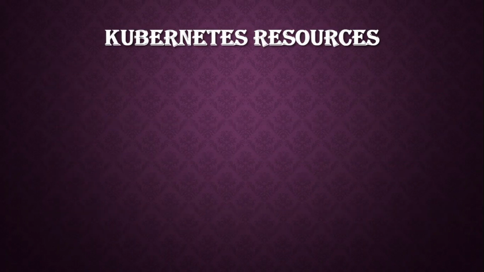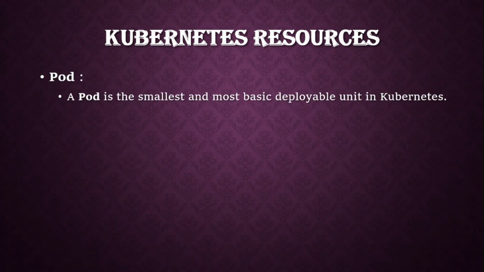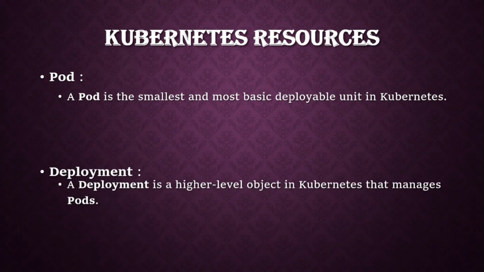Kubernetes resources are objects like pods, deployments, and services that define and manage the deployment, scaling, and operation of applications in a Kubernetes cluster. First, what is a pod? A pod is the smallest and simplest unit in Kubernetes. It represents a single instance of a running process in the cluster and can hold one or more containers.